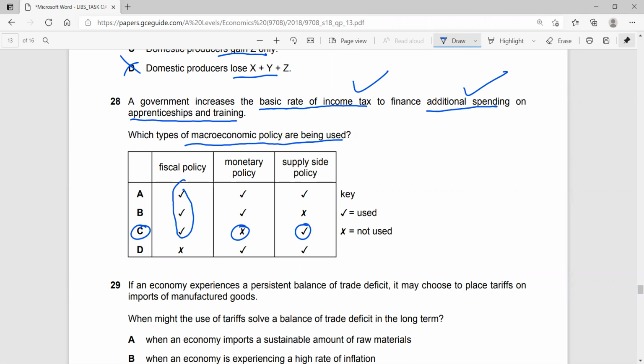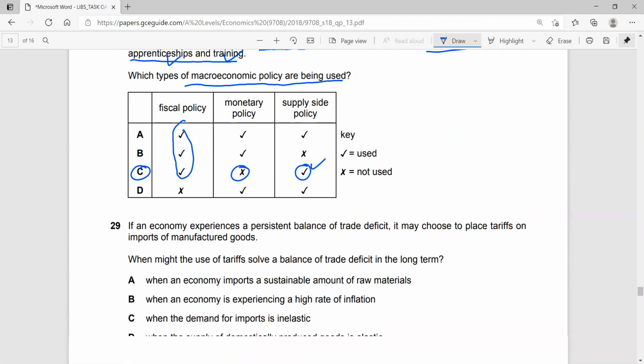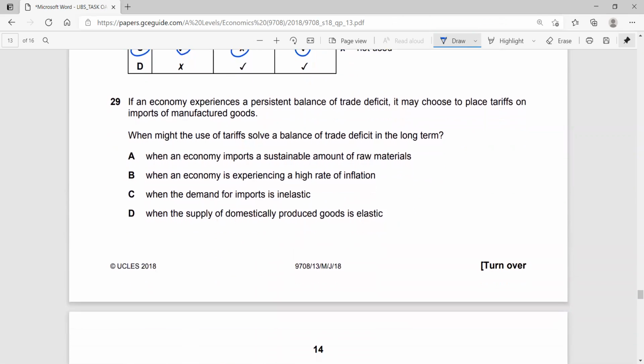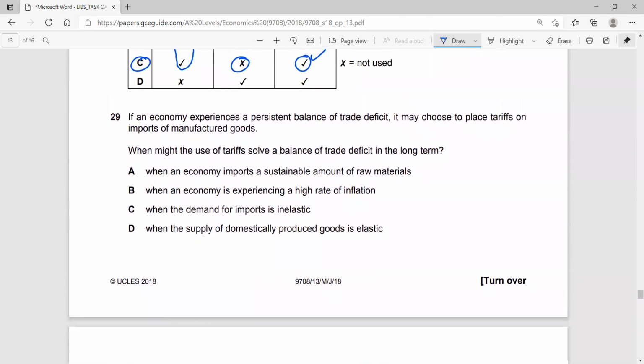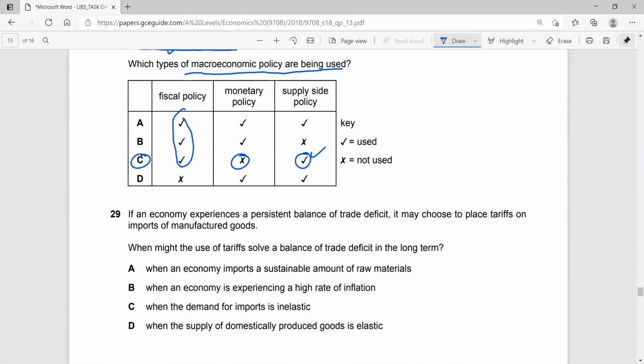But it's also supply side, just to explain this, because apprenticeships and training will help your labor become more productive, help them produce more in the long run, and it does help improve aggregate supply. So it is a supply side policy as well. But anyway, just by looking at the second option, you could automatically isolate it to begin with.